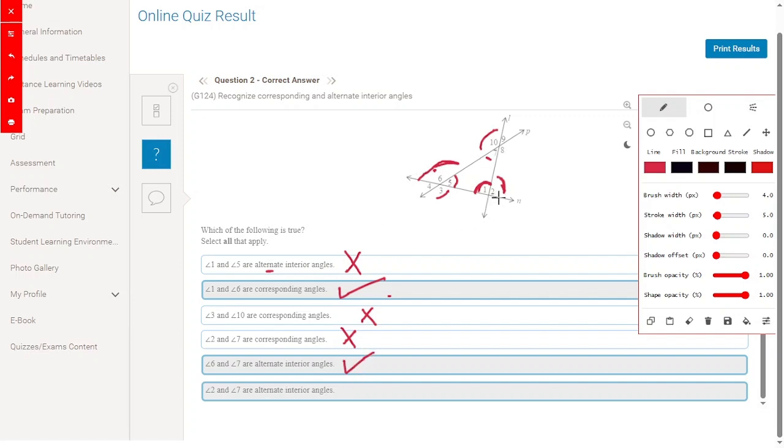And angle 2 and angle 7 are alternate interior angles. Yes, they are. Right, because this is the two lines and this is the transversal for them. So yes, this angle and this angle will be alternate interior angles. Okay.